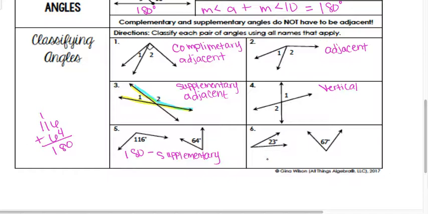Okay, now moving on to number 6. What do you think about these two? What could we say could be possible for the angle relationship here? Okay, so let's add them together and see.